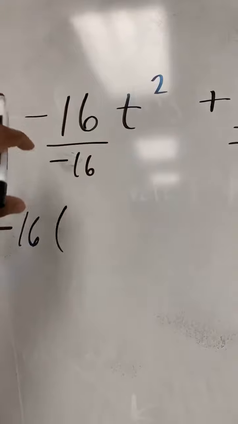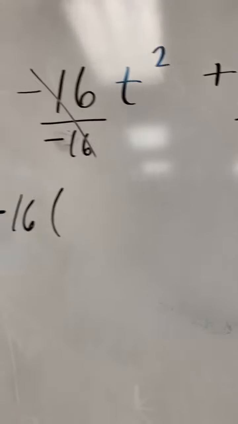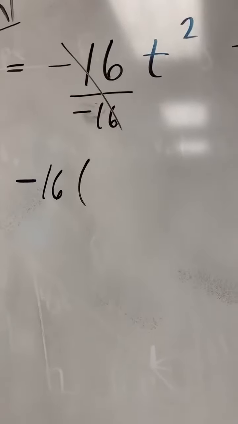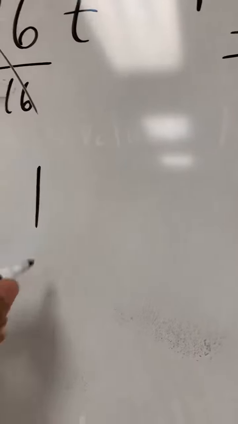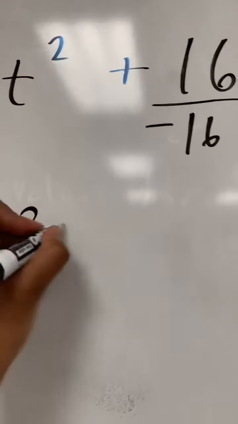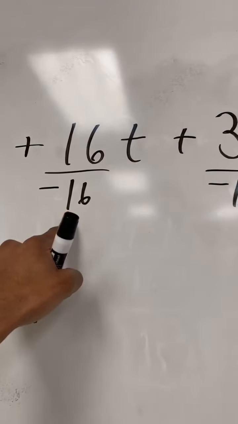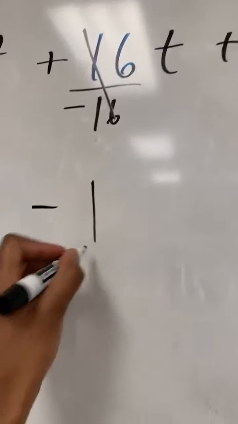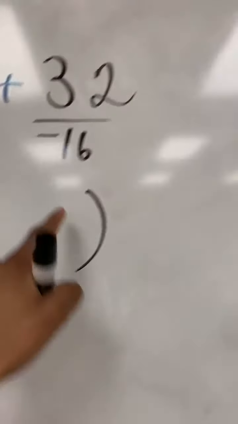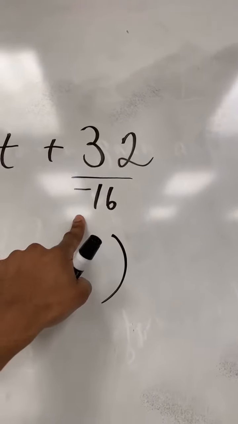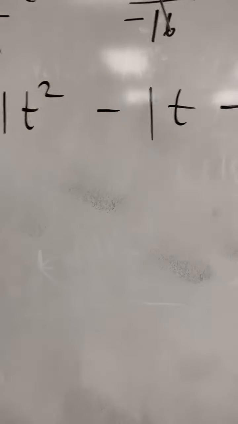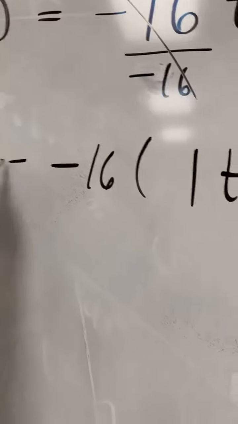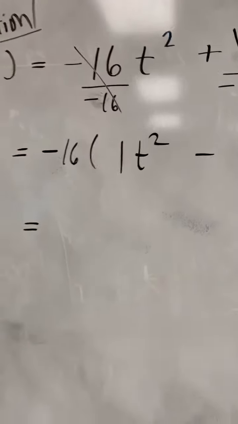So what happens when you divide those out, they become a 1. We like to say they cancel out. That's like a bad habit of mine. That divides and gives you a positive 1. So I'm going to say 1t squared. This divides out and gives you a negative 1. So negative 1t. This divides over here and gives you a negative 2. And what I have is 1t squared minus 1t minus 2 with the common factor of negative 16 on the outside. All right, those are my factors.